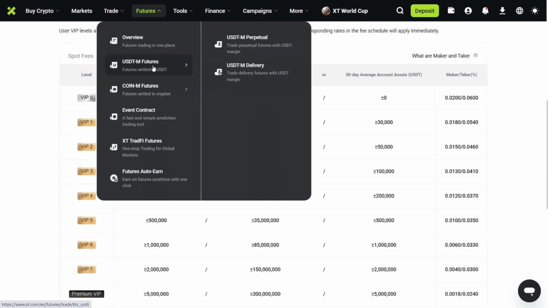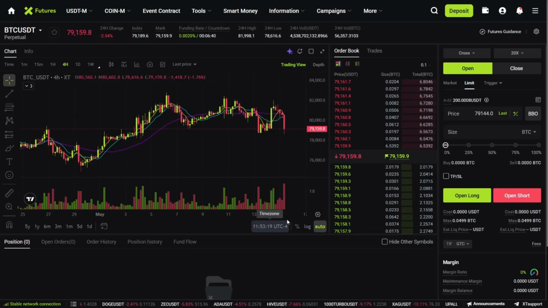For this tutorial, we are using USDT M perpetuals because it's the most common type of futures contract, it's easier to understand, and you don't have to worry about the contract expiring. So let's click on USDT M perpetual. This is the xt.com futures trading dashboard.